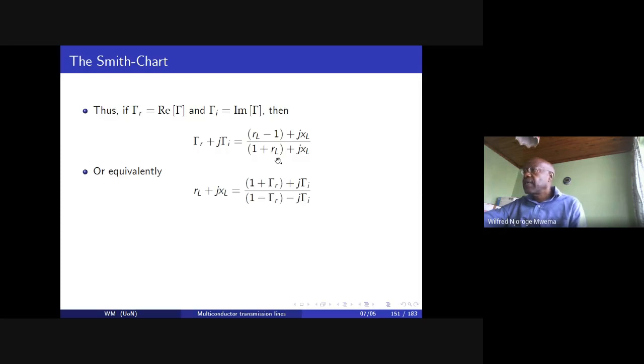Or equivalently, we could express the normalized load in terms of the reflection coefficient on the line. And when we do that, we can get a value of that nature. So try and ascertain for yourself that this is the correct equation that you need to deal with. Could you quickly write the RL and XL, or the ZL, in terms of the reflection coefficient?